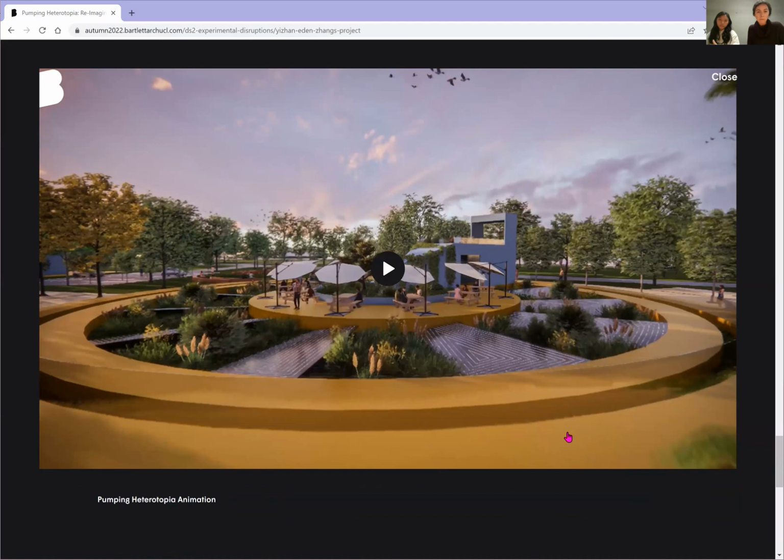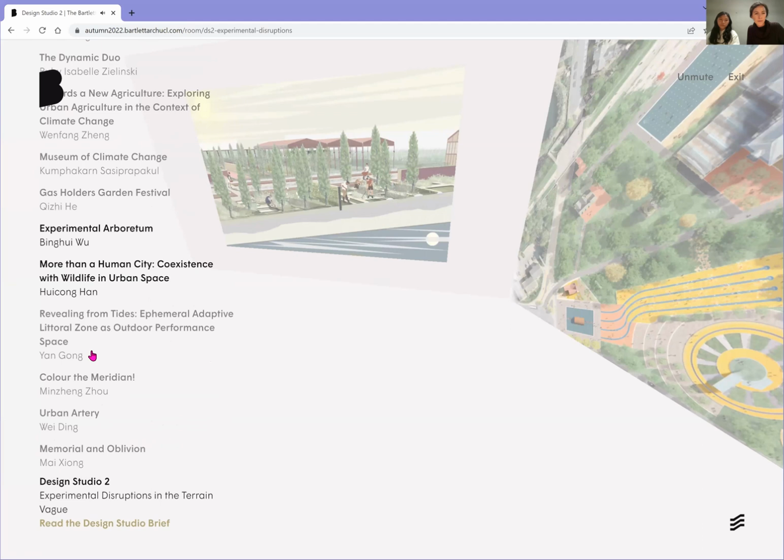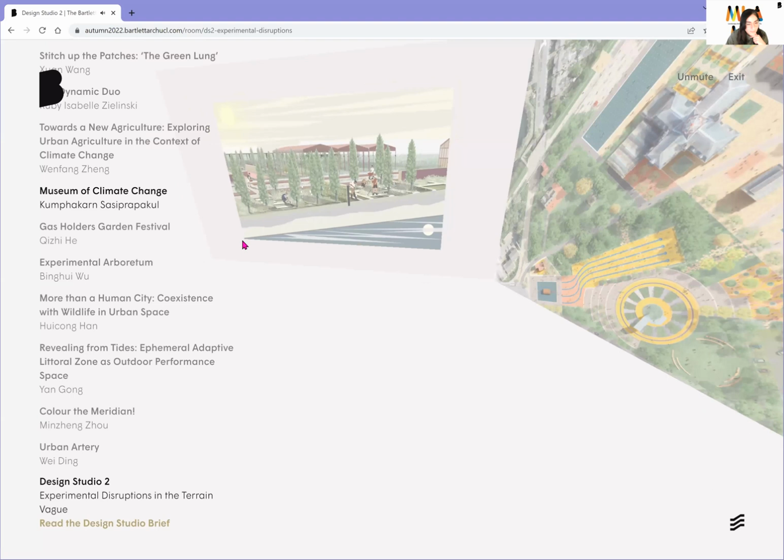I think. Great. Okay. Yeah. I'll move on. And then we'll look at Kay. Where am I? Oh, it's the Museum of Climate Change. Yeah. Cool. So Kay.